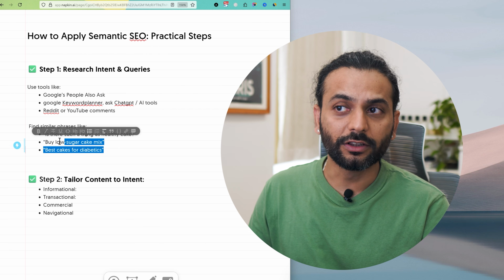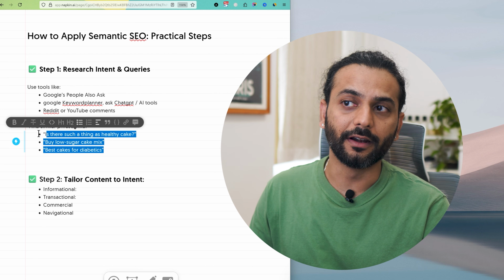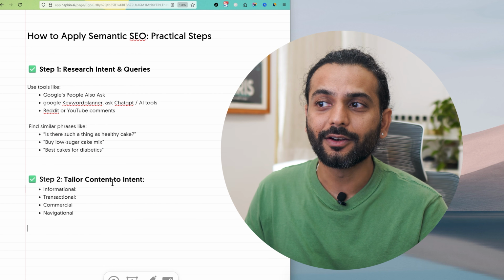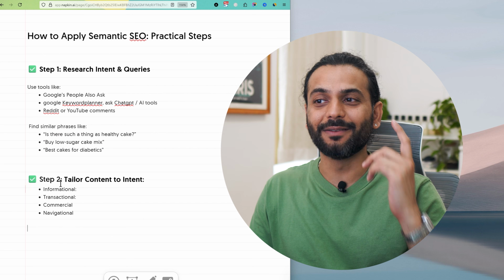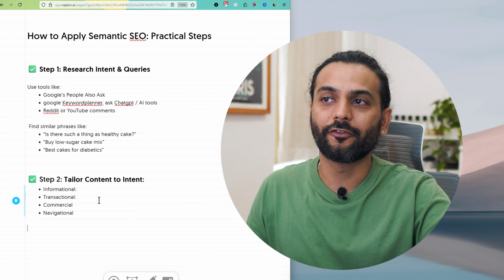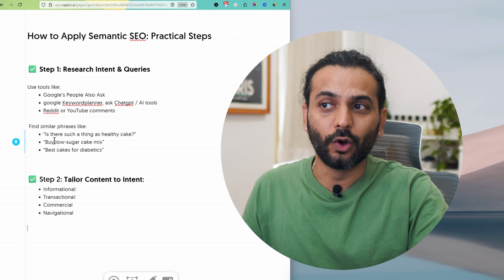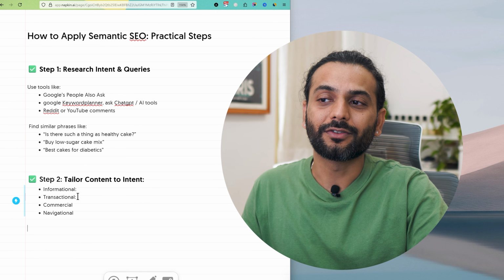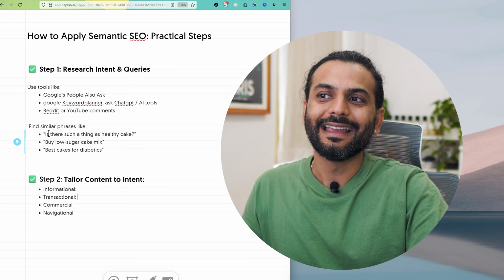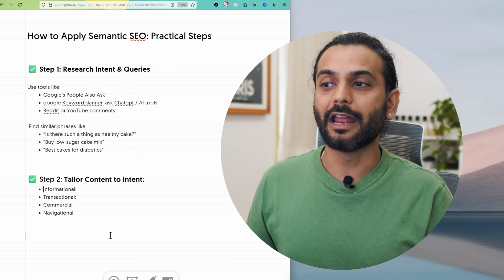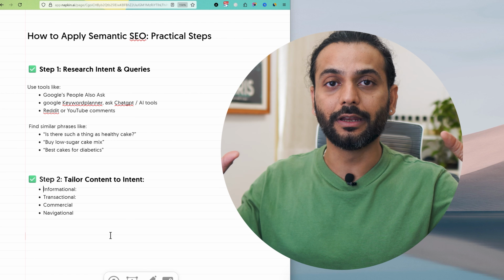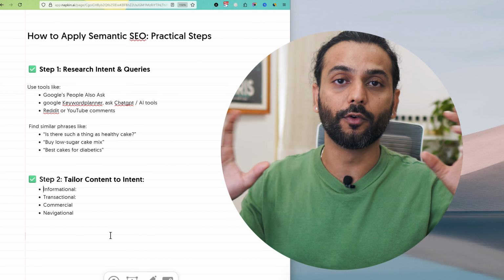So now once you have all this data from different tools like People Also Ask and Google Keyword Planner, now you need to tailor content to the intent. This is really important. Your content should be directed to a specific intent. For example, the query "buy low sugar cake" matches transactional intent. "Best cake for diabetic" might be informational intent. "Is there such a healthy cake?" And when you write the content with the matching intent, your content will match the search query and your website will rank and get more views.